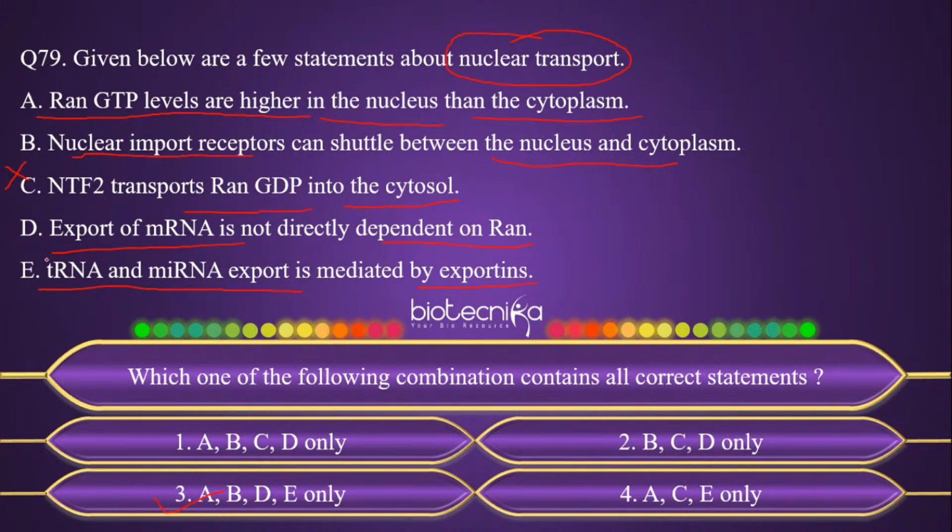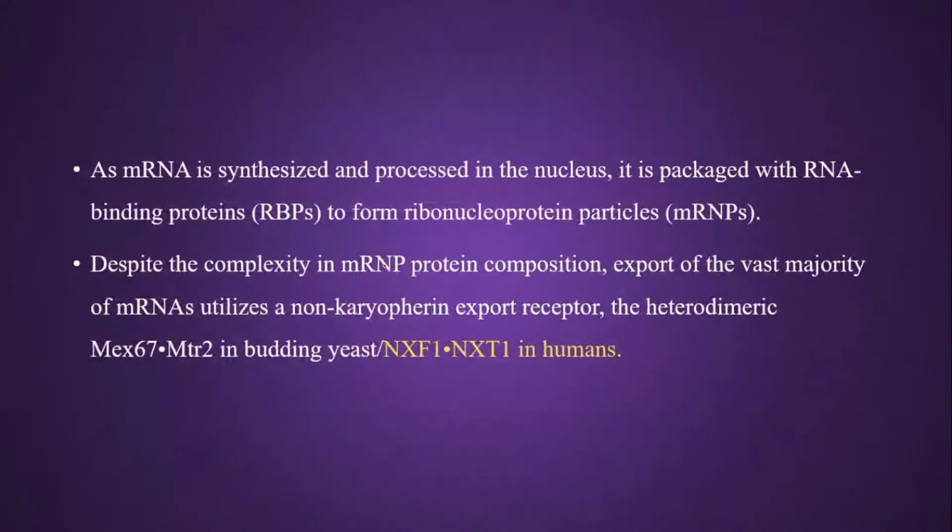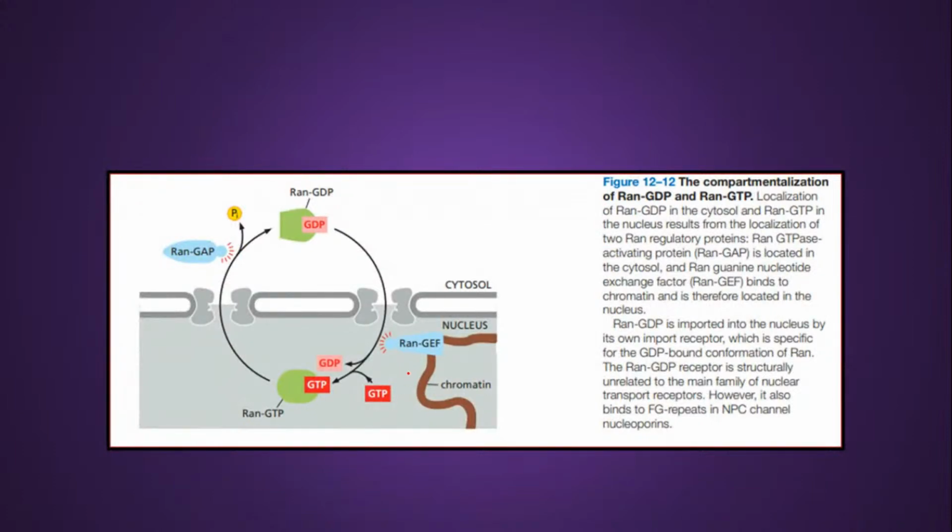Let's find out. So first what is mentioned, RAN GTP levels are higher in the nucleus rather than the cytoplasm. So let's have a look into the picture over here. See, RAN GTP, how are they formed? RAN GTPs are formed with the help of RAN GEF. And where exactly will the RAN GEF be located? RAN GEF will be located within the chromatin. Chromatin is present where? Within the nucleus. So obviously, your RAN GTP will be present in higher level within the nucleus.